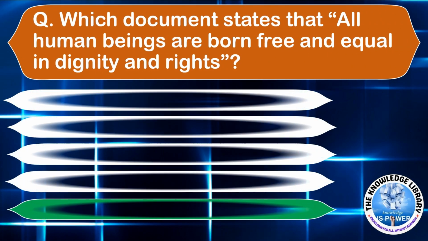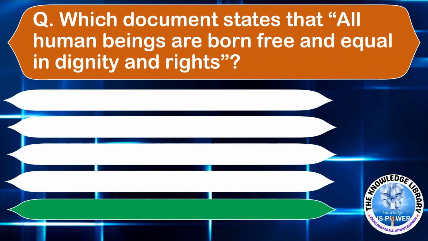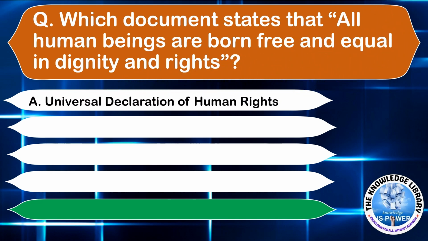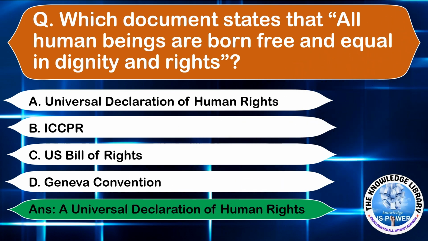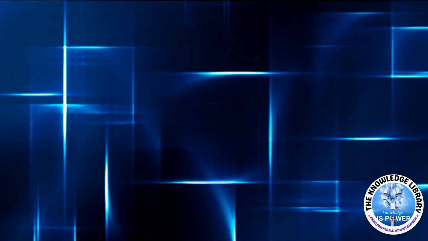Next question is, which document states that all human beings are born free and equal in dignity and rights? Option A, Universal Declaration of Human Rights. Option B, ICCPR. Option C, US Bill of Rights. Option D, Geneva Convention. Answer is option A, Universal Declaration of Human Rights.